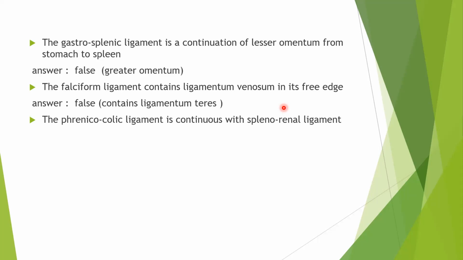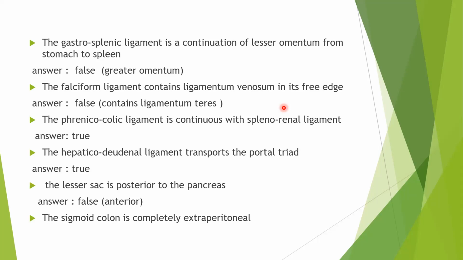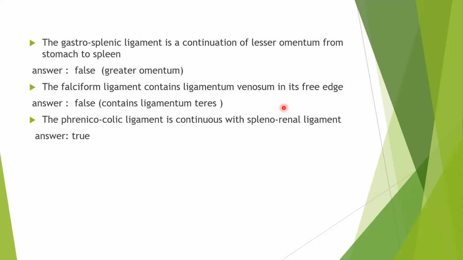The phrenicocolic ligament is continuous with the splenorenal ligament. True. Hepatoduodenal ligament transports the portal triad. True.